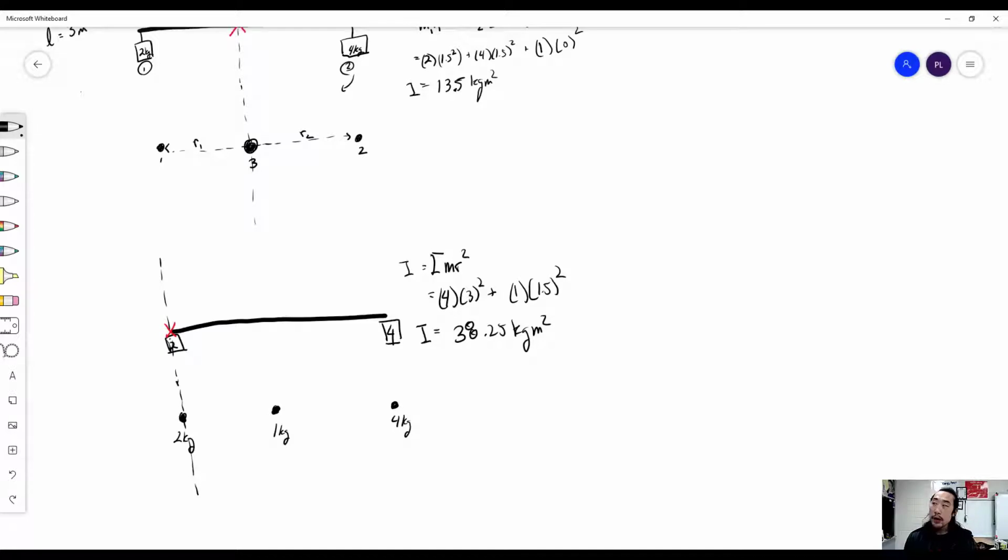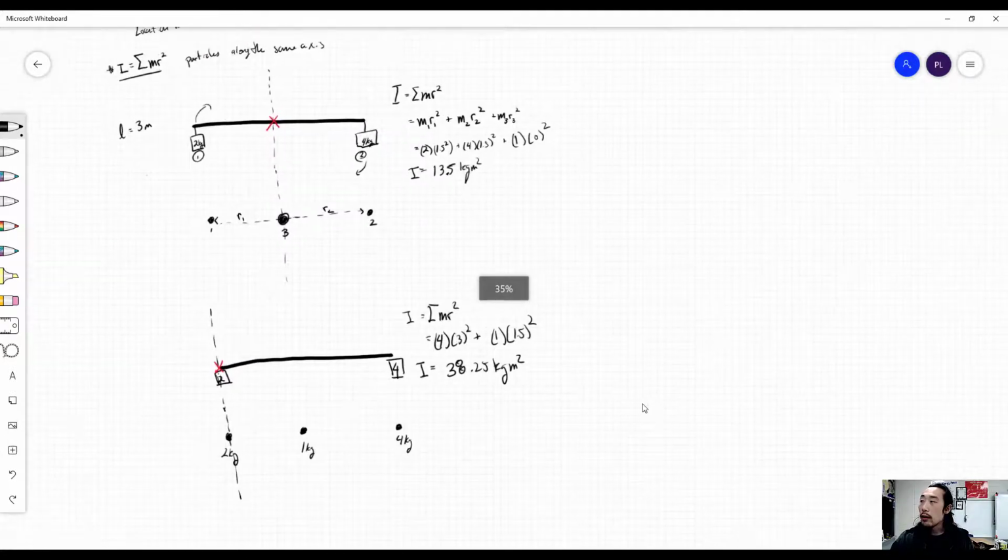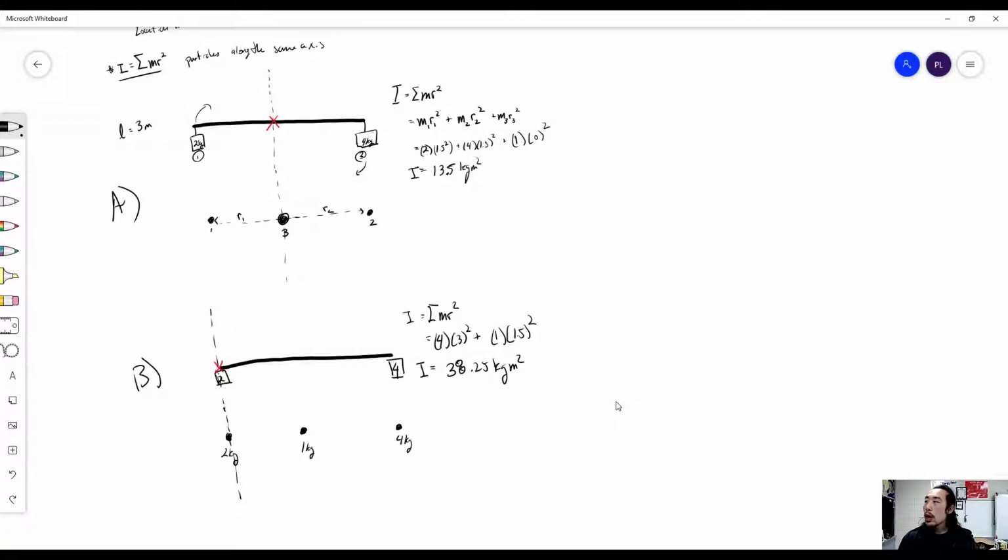If I were to ask you which scenario will the system be easier to rotate, now remember, I is the rotational inertia, and is the quantity that tells us how likely it's going to resist that motion. So let's call this scenario A, we'll call this scenario B, we can say I of A is equal to 13.5, and we can say that I of B is equal to 38.25, right? If I were to ask you which one is easier to rotate, I would say that scenario A will be easier to rotate because it has less rotational inertia. And I would say that scenario B is harder to rotate because it has more rotational inertia.